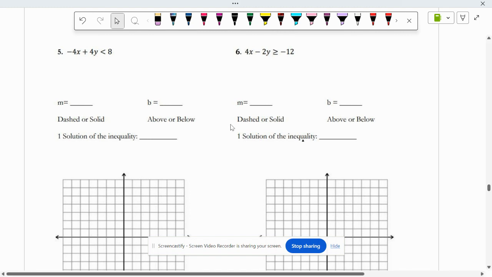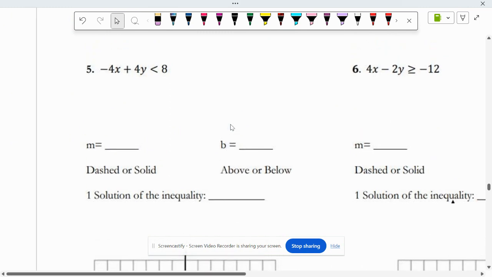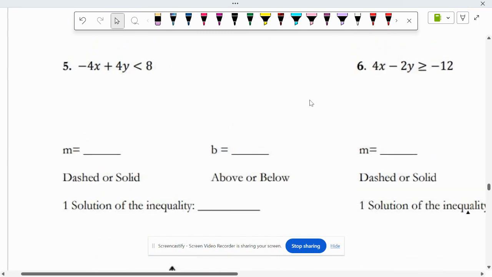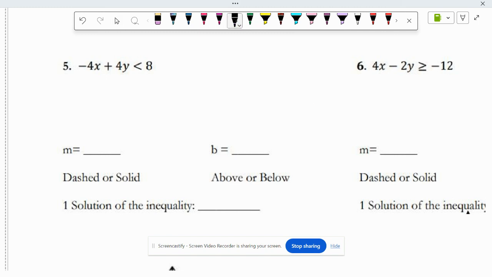We have 2 more questions to do. Here's what we're going to do. If you like sports, you're going to do number 5. If you don't care for sports, you're going to do number 6. Notice that both of those are not written in the right form. What are you going to have to do with those? You're going to have to make them look like this. You're going to have to solve for y on both of those.